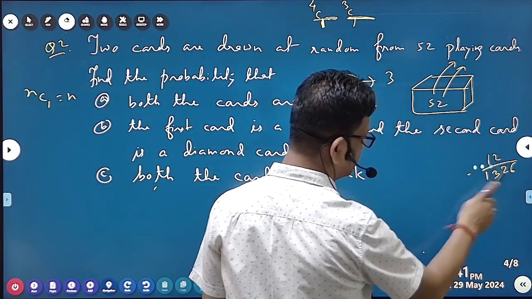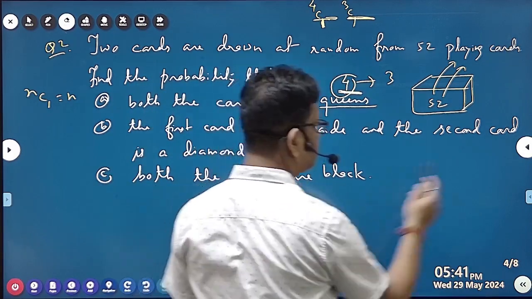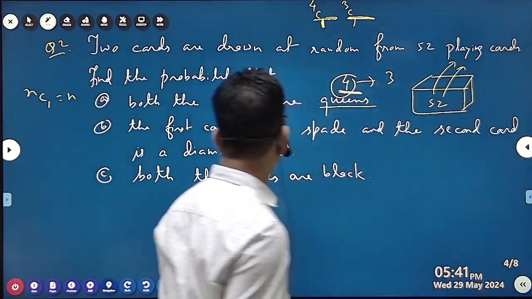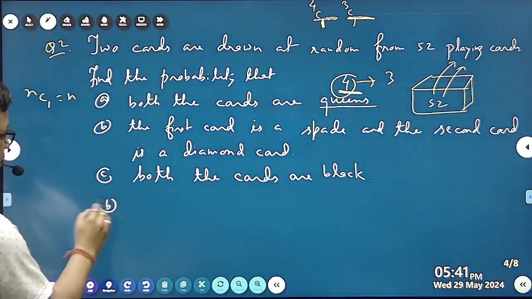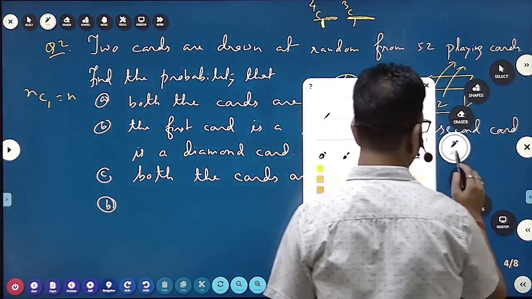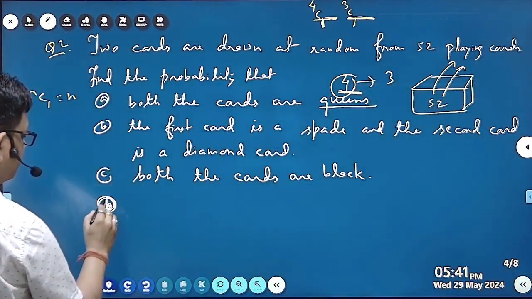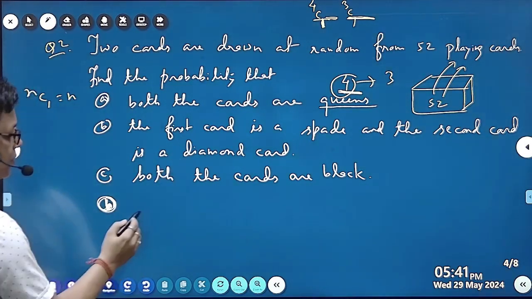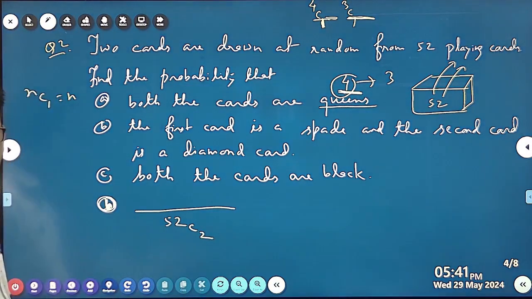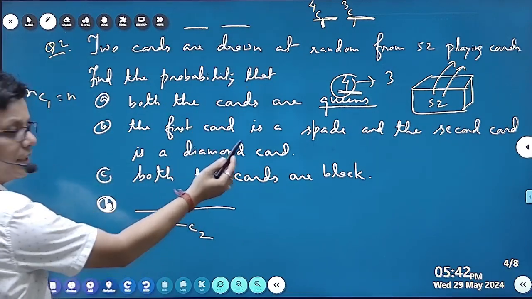Okay. Done. Now, coming to number B answer. Okay. So let's try B. So denominator is same only. How many cards are taken? 52C2, 2 cards are taken. Now try to answer. There are 2 cards. Okay. First card is a spade.